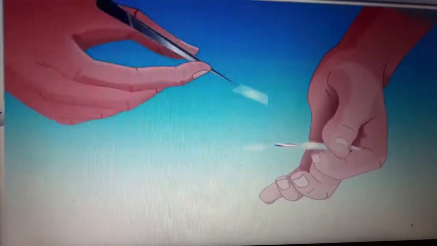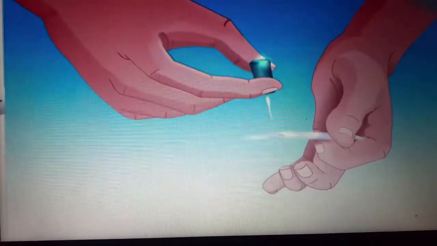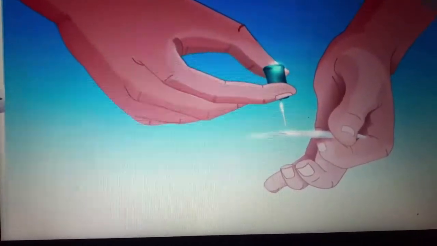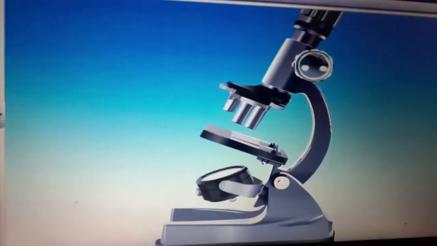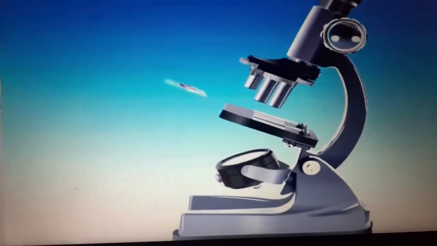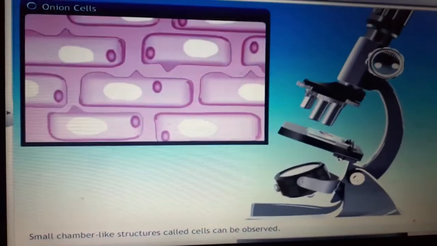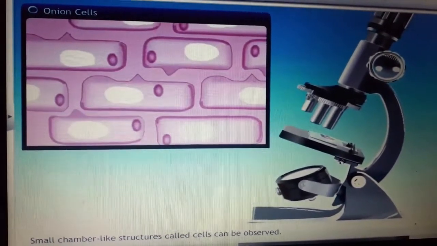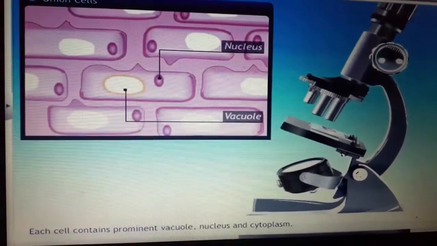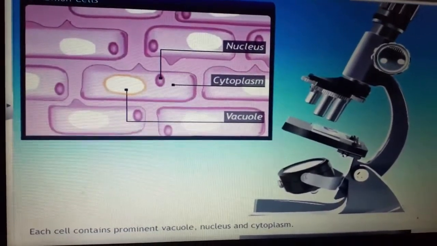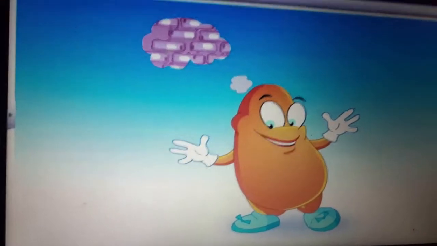Place a cover slip on it. Tap gently with a needle on the cover slip to remove air bubbles. Place the slide on the stage of the microscope. Small chamber-like structures called cells can be observed. Each cell contains a prominent vacuole, nucleus, and cytoplasm. That onion cell looked like me, didn't it?